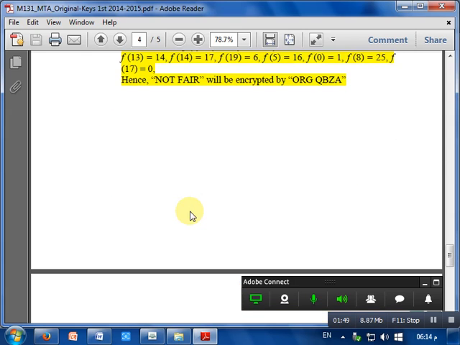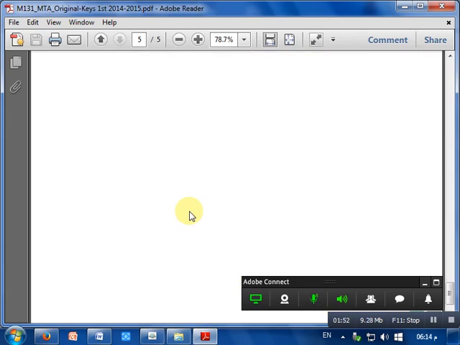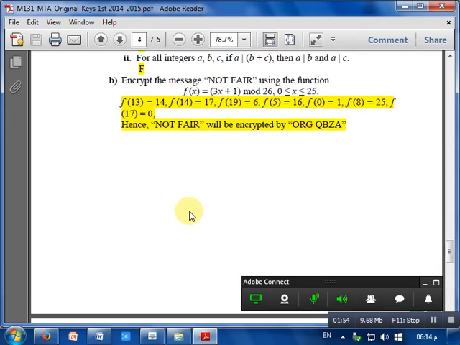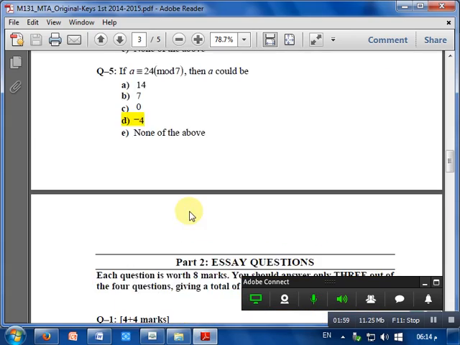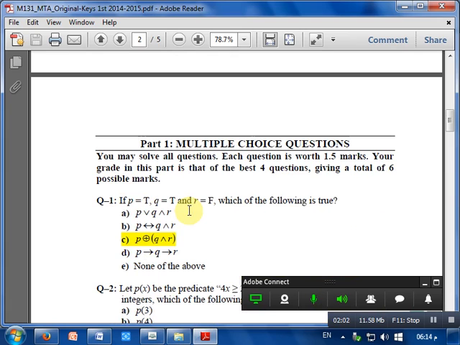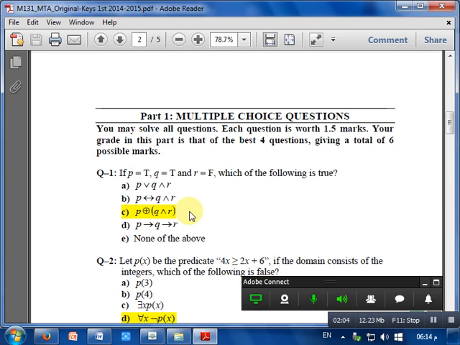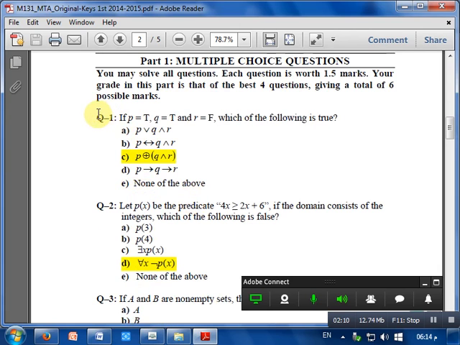So this is your paper. Two parts in this, as you can see: part 1 multiple choice and part 2 essay question. Every question mentions how many marks it carries. So let us start with the multiple choice. Question number 1: if P is true, Q is true, R is false, which of the following statements is true?